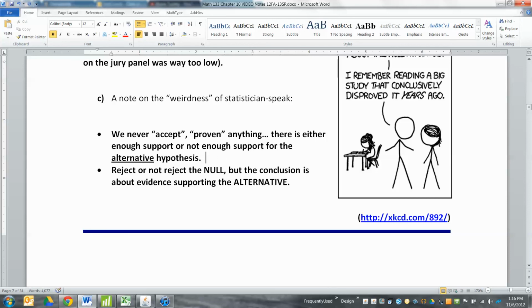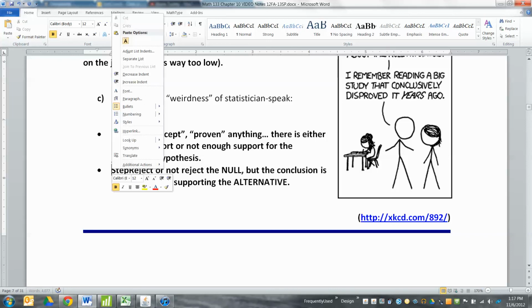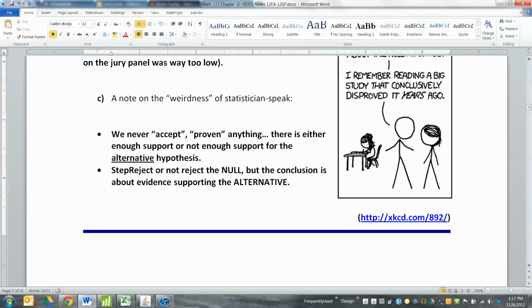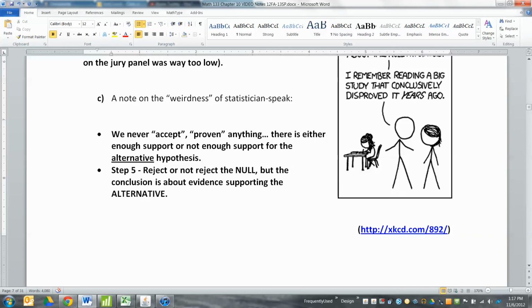That's what I was writing down here. Step 5, I'll put it right here. Step 5, oops, I pressed the wrong button. Step 5 is to reject or not reject the null. But the conclusion, i.e. step 6, is always about the evidence about the alternative. Always writing about the alternative there.